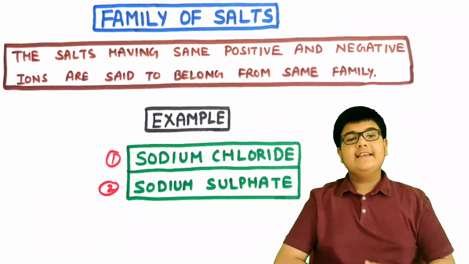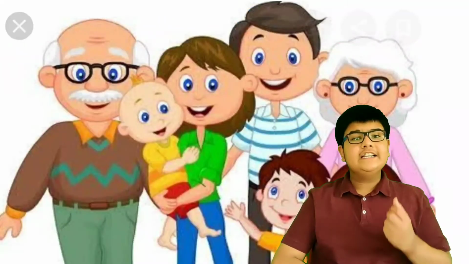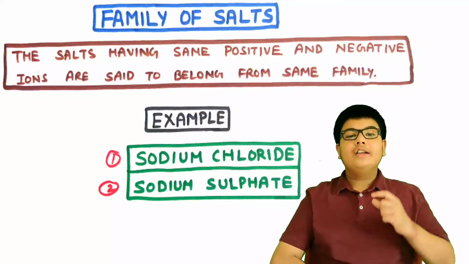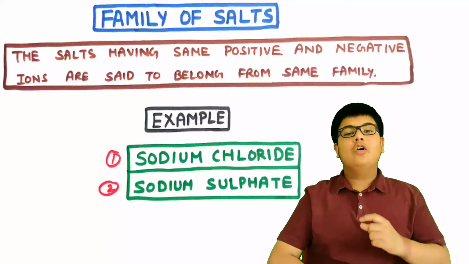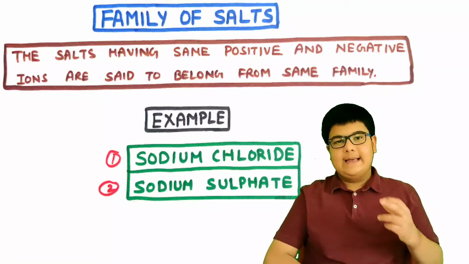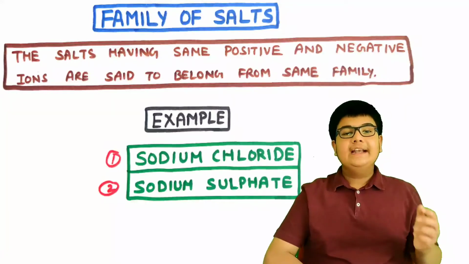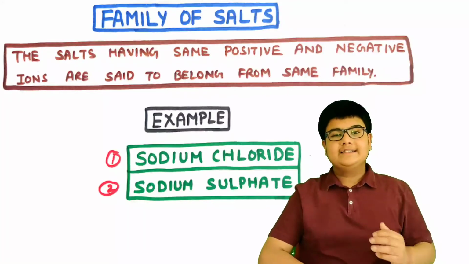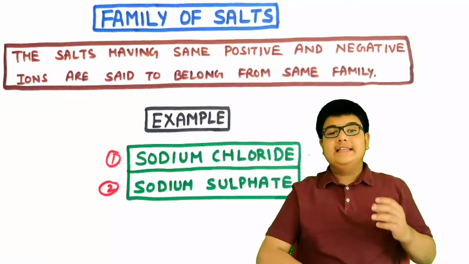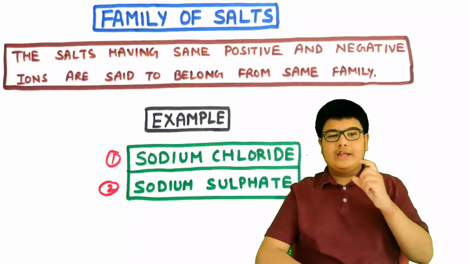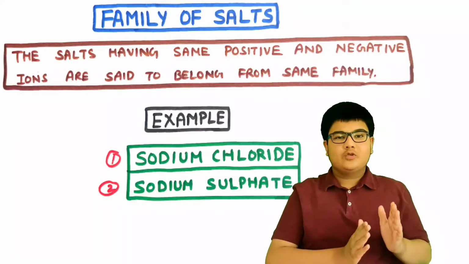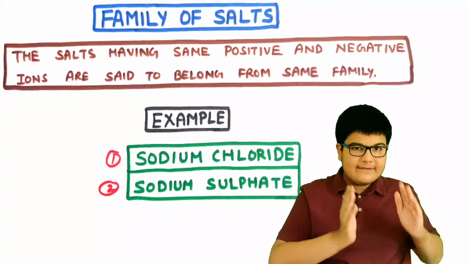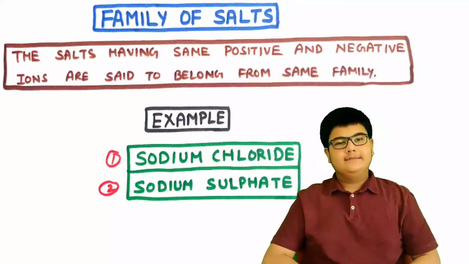Now let us see the family of salts. What is a family of salts? The salts having the same positive or negative ions are said to belong to the same family. For example, the salts sodium chloride and sodium sulfate are of the same family, the sodium family, because they have the same positive ions, that are sodium ions. Sodium chloride and sodium sulfate both have sodium ions, therefore they belong to the same family, the sodium family.